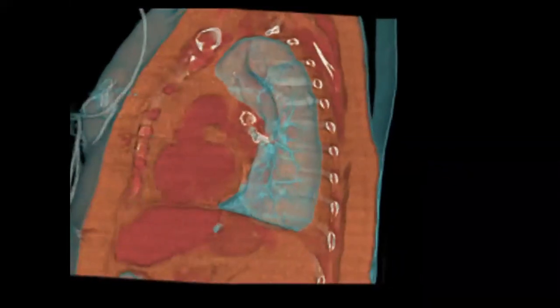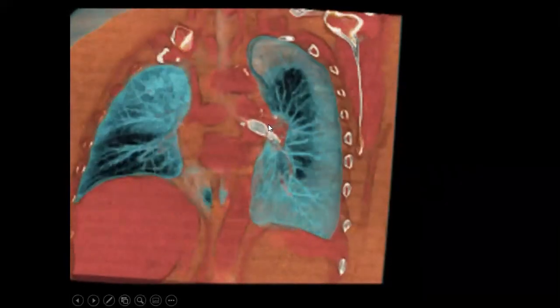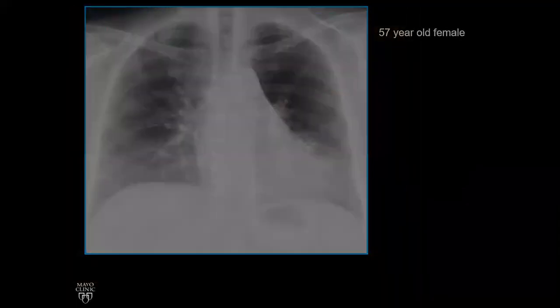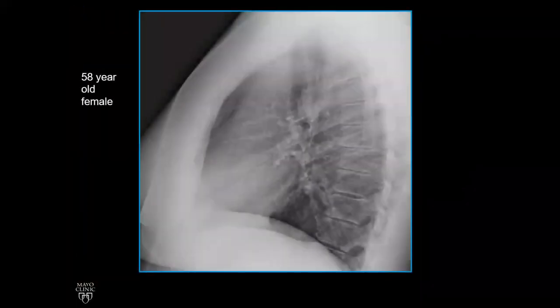Fill it in, rotate around. There's the bronchial stent. There's the pulmonary artery stent. We fill in. There we go. So this is a 58-year-old female.